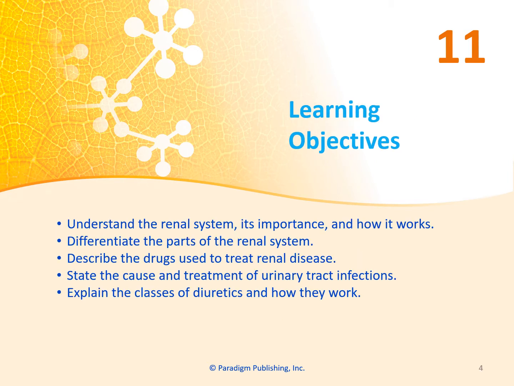Our learning objectives are to understand the renal system, its importance, and how it works, to differentiate the parts of the renal system, to describe the drugs used to treat renal disease, to state the cause and treatment of urinary tract infections, and explain the classes of diuretics and how they work.